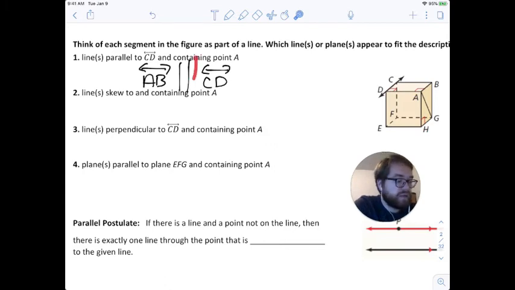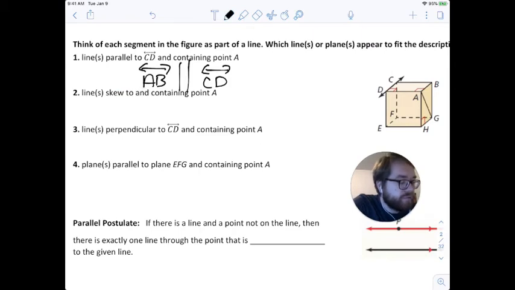When you see these double lines, that means parallel. All right, so lines, next we're going to find a line that's skew to and contains point A. Okay? You can't see it in your notes. Unfortunately, it didn't show up.